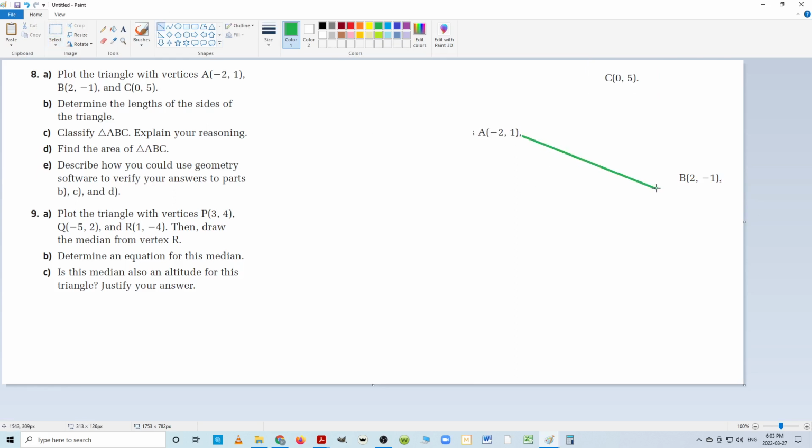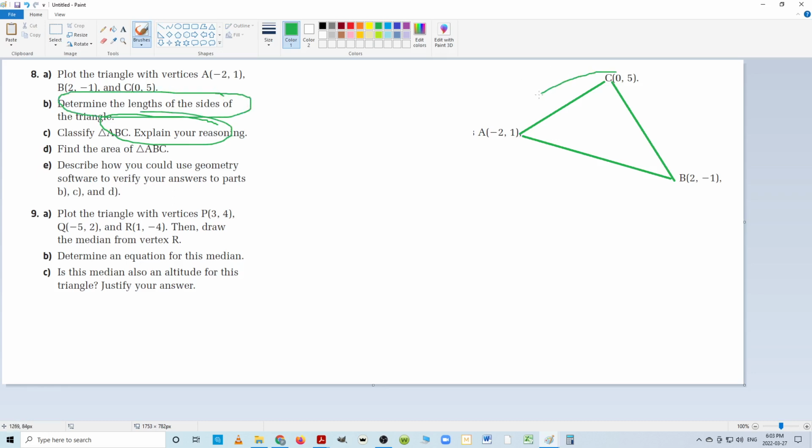So I'm going to join these points. AC, CB. And then we can't classify this triangle until we know more about it. Determine the lengths of the sides. So that's clearly, I'm going to use the length formula here, length formula here, length formula here, 3 times. Once I have the length formula, I'll be able to classify the triangle. Now be careful. When they say classify the triangle, it probably does have an easy classification.